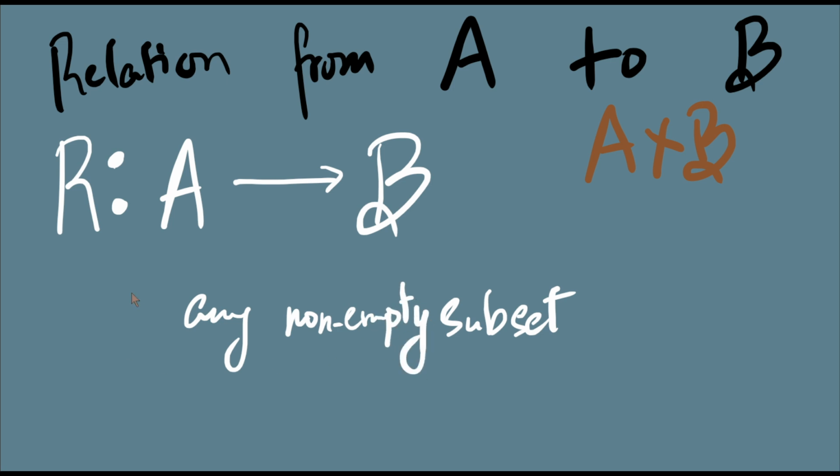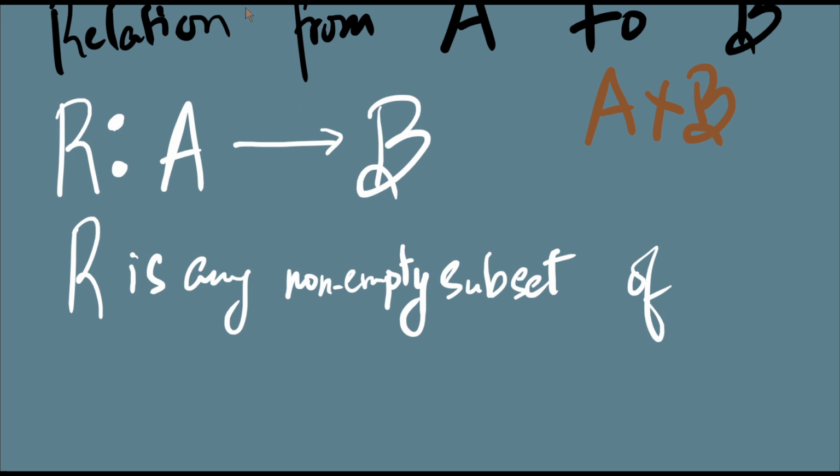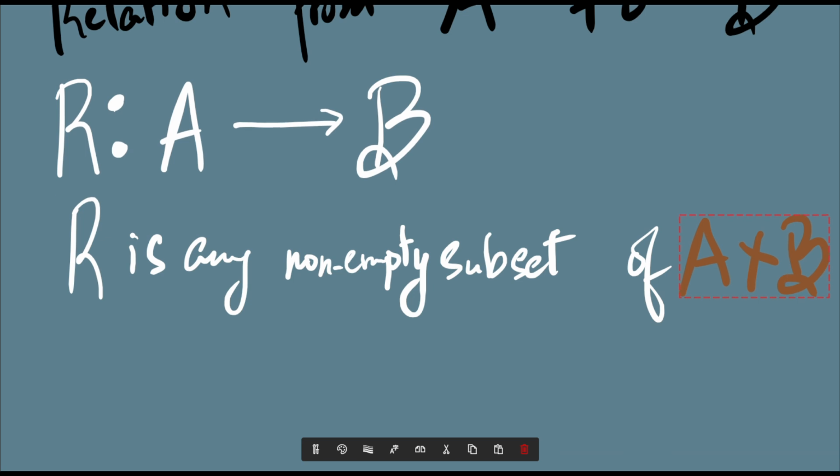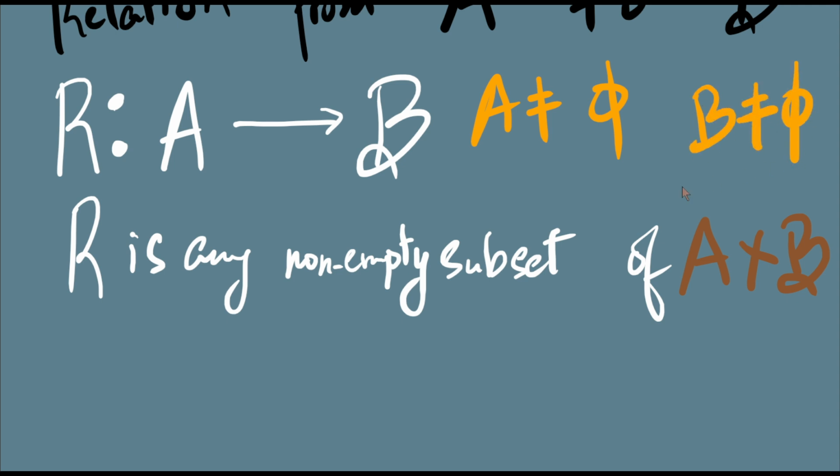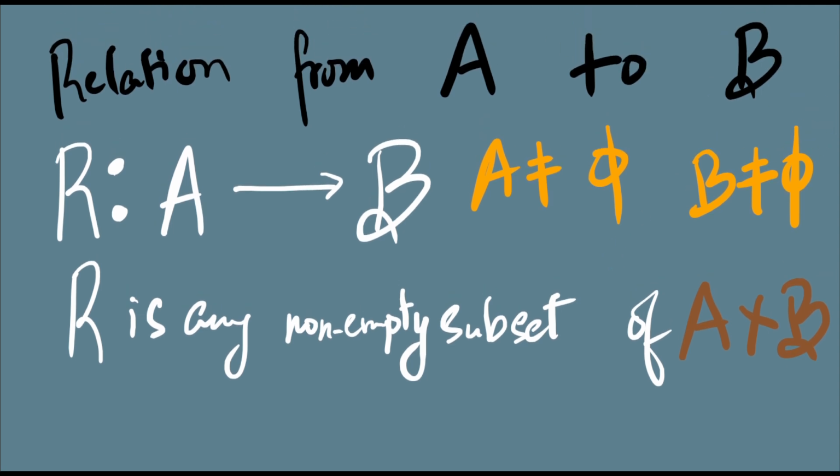R is any non-empty subset of the set A cross B. So my A cross B would be a set, and I am taking any subset of that, of A cross B. And let me also impose a criteria that A and B have to be non-empty, because if either of those are empty, then our Cartesian product would not have any elements, because how do we define Cartesian products?